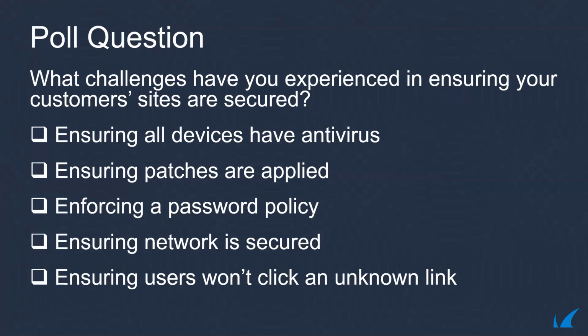So the leader, with about 87%, is ensuring users won't click on an unknown link. Absolutely, this is something we see a lot of. Users are the rogue variable in a lot of your customers' networks. We work with products, as you may or may not be aware.